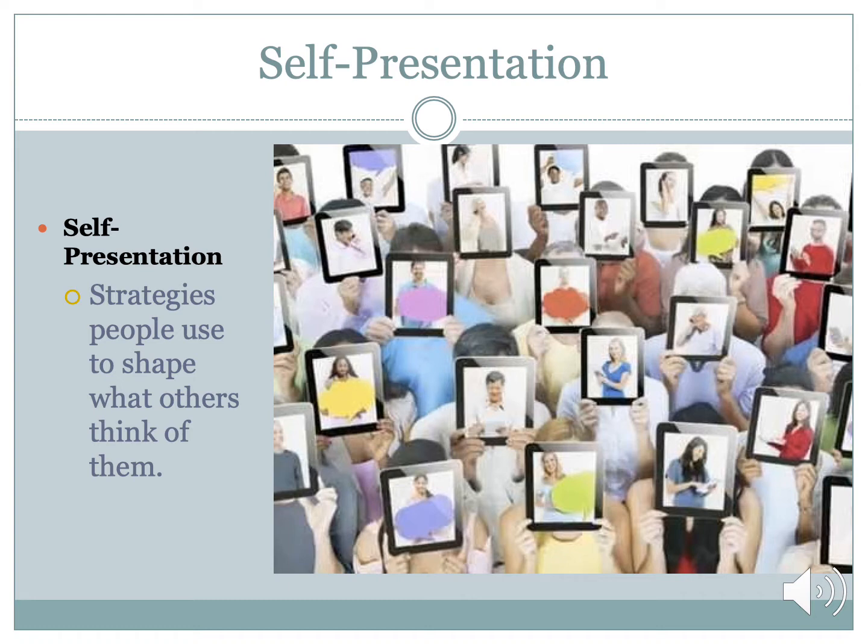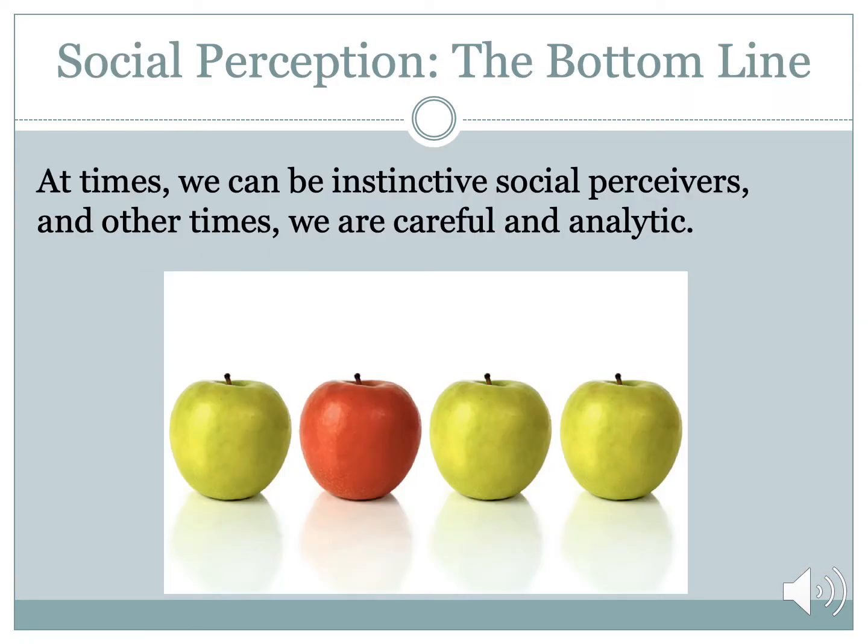With all of this in mind, let's think about social perception and the bottom line. At times, we're quick and instinctive social perceivers, and at other times, we're careful and analytic. This means that sometimes we're more accurate in our perceptions, and at other times are more biased and based in error.